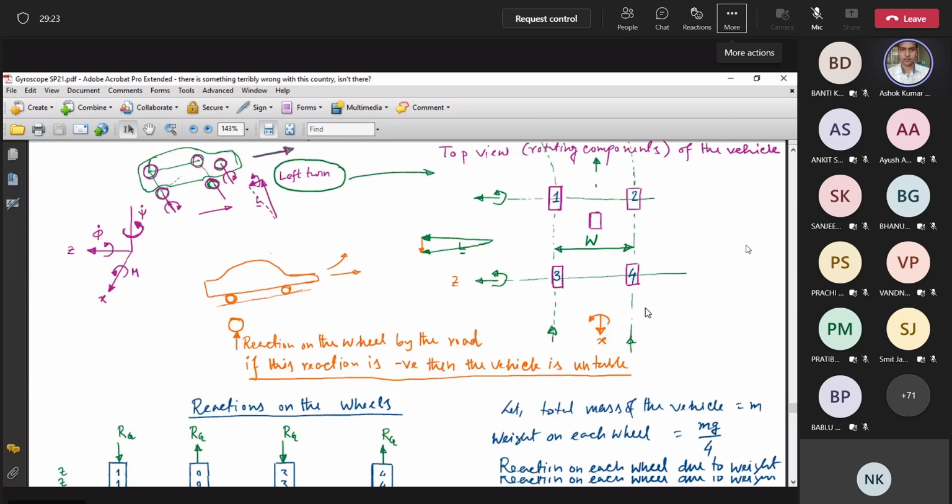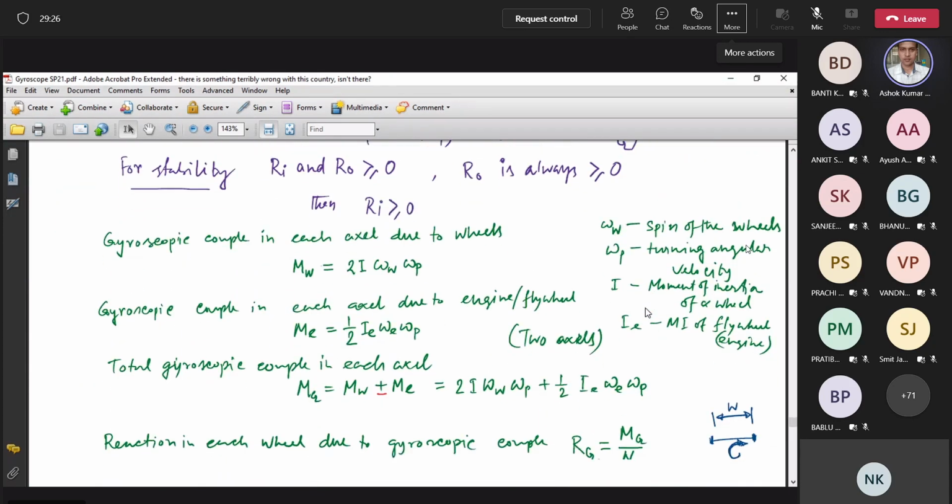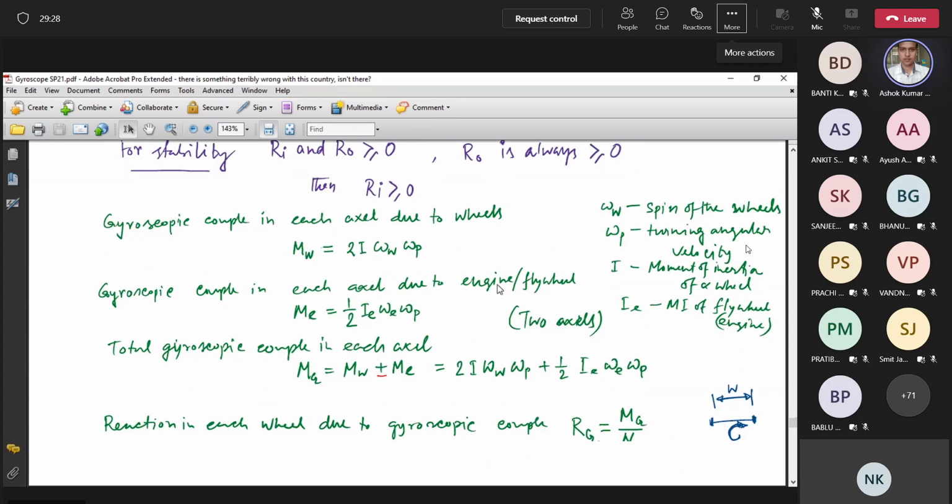So in each axle, the gyroscopic couple due to the rotation of the engine or the rotating components of the engine is half the moment of inertia of the engine, times the rotational velocity of the engine components, times the precessional angular velocity, which is the turning angular velocity. So these are the two moments acting on each axle. The total gyroscopic couple in each axle is just the addition of these two.